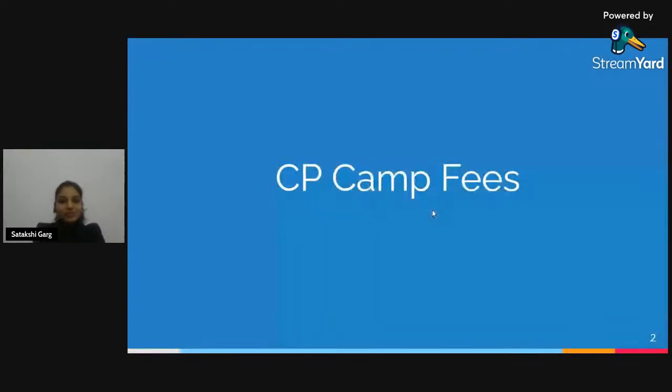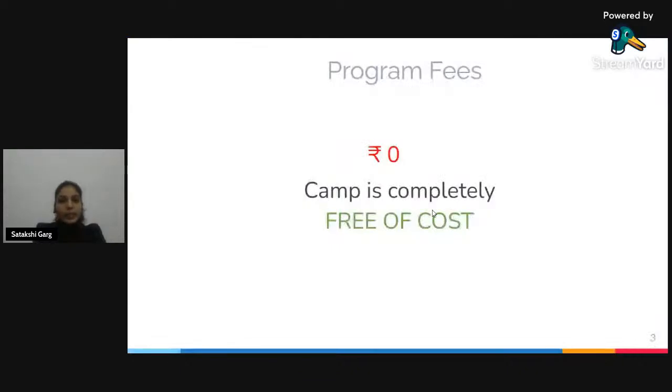Before I start with the main presentation, I would like to tell you about the fee for the CP Camp. The program is absolutely free of cost. I am a student myself, and I understand it's not easy for students to bear the cost of a coding program. So as far as I can take this camp, I'll try to conduct it free of cost. The community has been built completely free of cost. There's no funding, no investment till date, and it will be free of cost as long as we are able to take it.